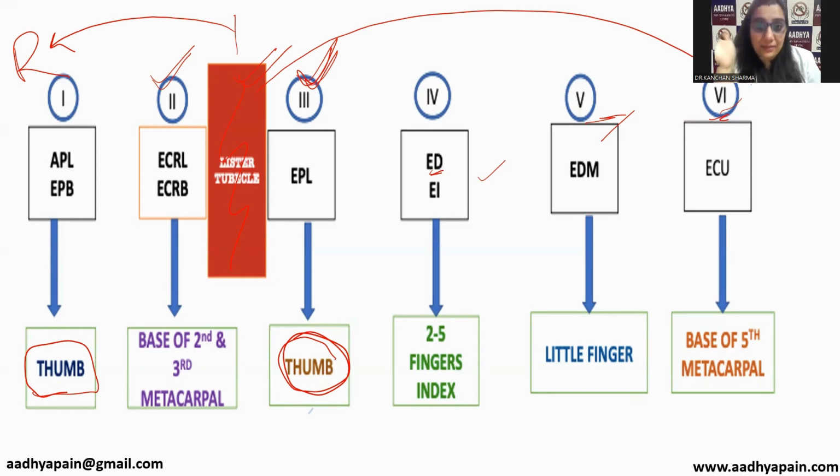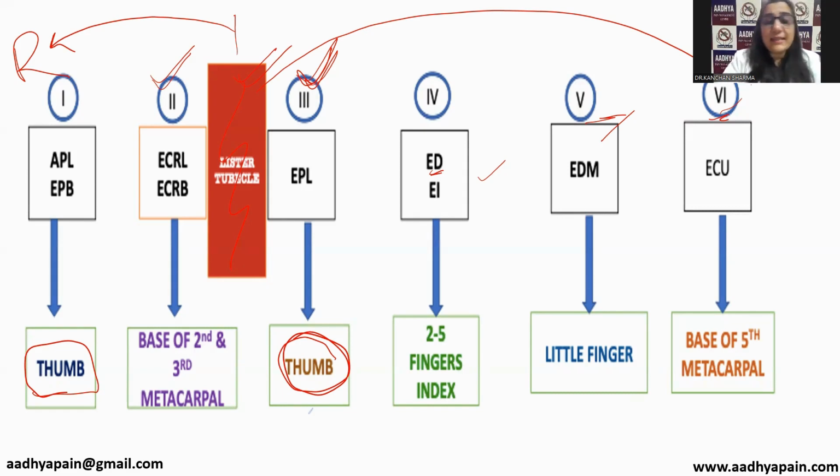So 1st and 3rd is for the thumb, and 5th and 6th is for the little finger, and the compartment 4 harbors 4 tendons plus 1 additional. The 4 tendons are for your 4 fingers, and one extra tendon which was there goes to your index finger.